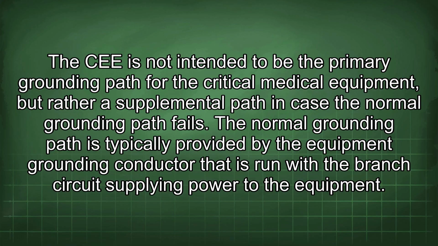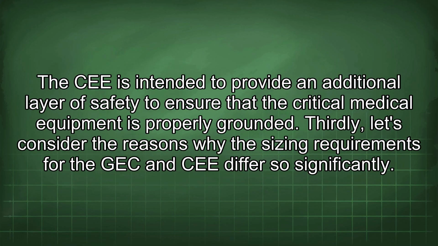The normal grounding path is typically provided by the equipment grounding conductor that is run with the branch circuit supplying power to the equipment. The CEE is intended to provide an additional layer of safety to ensure that the critical medical equipment is properly grounded.